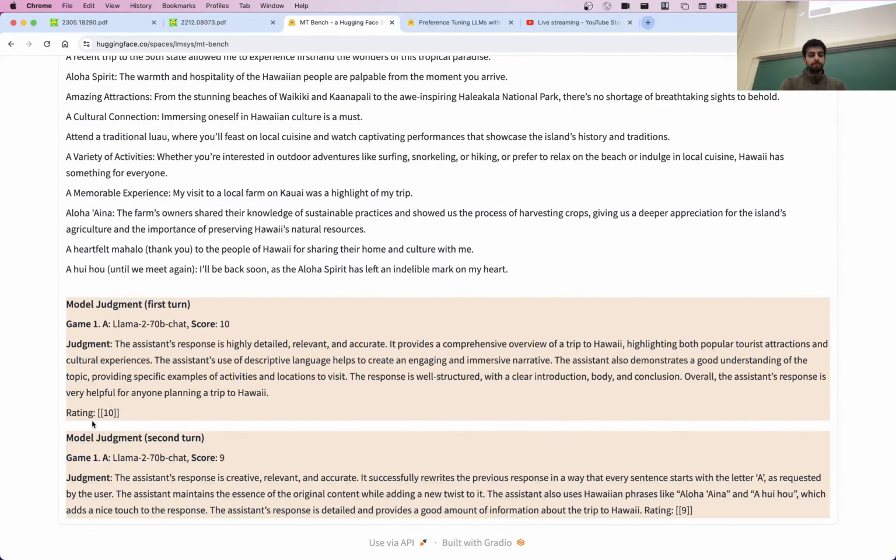Here they also have a conversational evaluation. They have a follow-up instruction: rewrite the response where every sentence starts with the letter A. And you can see that it did this. Whether or not it's an enjoyable blog post while maintaining this constraint is unclear, but here it gave it a score of 9. So one question you might have is, how reliable are these LLM-based judgments of text?